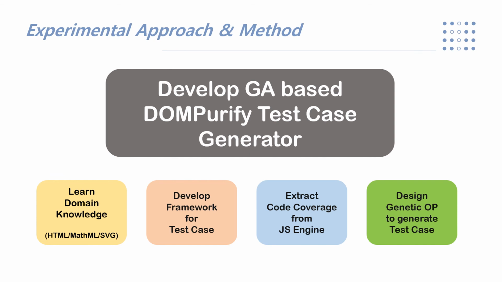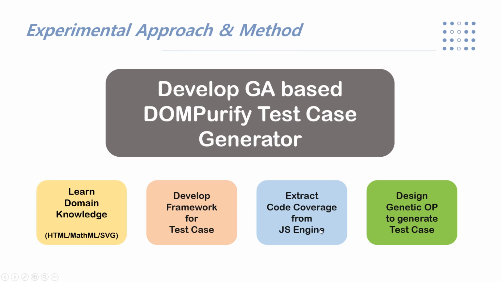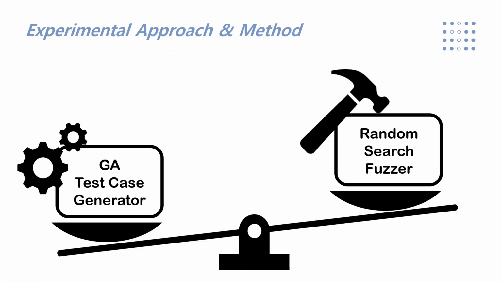To evaluate our design of the test case generator, we will run the test cases on DOMPurify and evaluate the code coverage metric, feeding the evaluation result back to the test case generator. Finally, we will evaluate the test case generator by comparison to random search and grammar-based fuzzers. And our final aim in the research is to develop a test case generator which is superior to both of them.